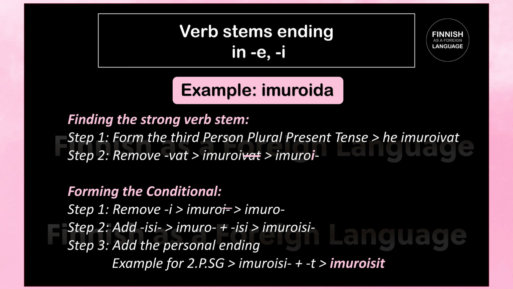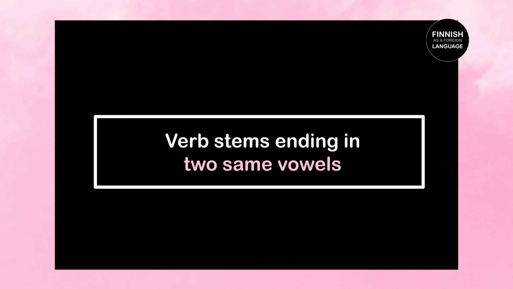And then step number 3, again we add the personal ending we want. For example, let's take the second person singular. So that means imuroisi plus t becomes imuroisit. This is the conditional mood for the second person singular of imuroida. Imuroisit in English means you would vacuum. Nice.